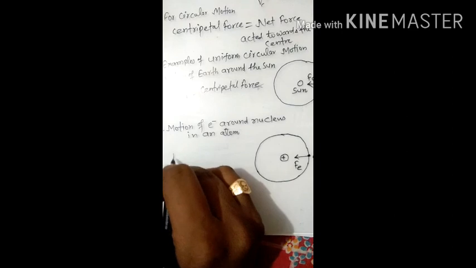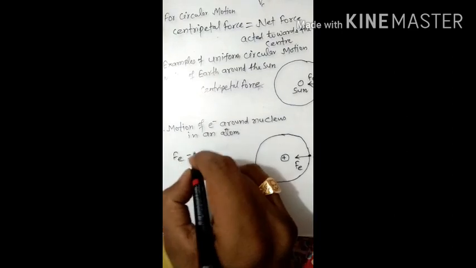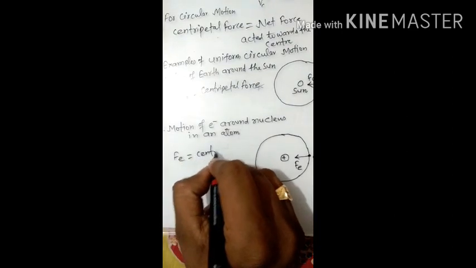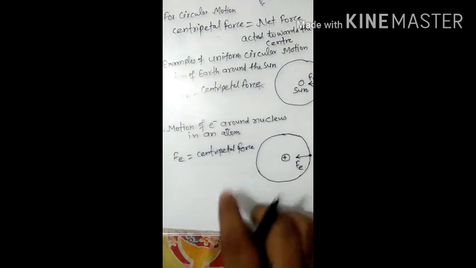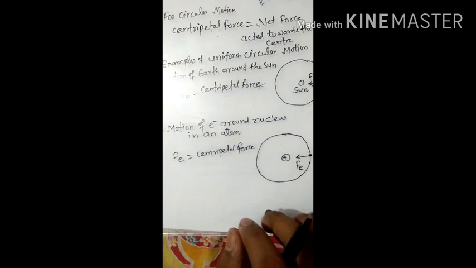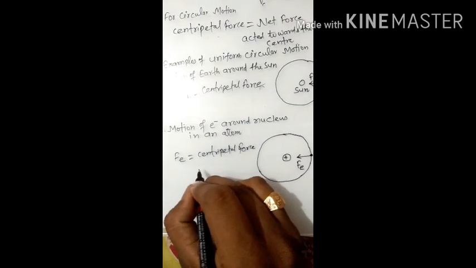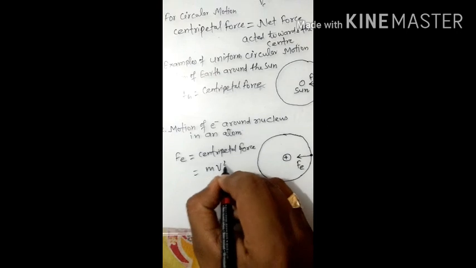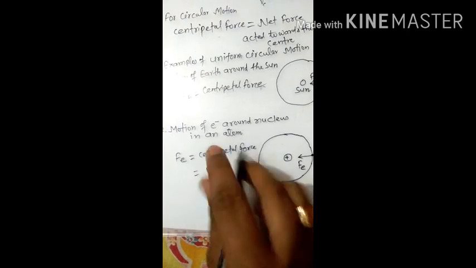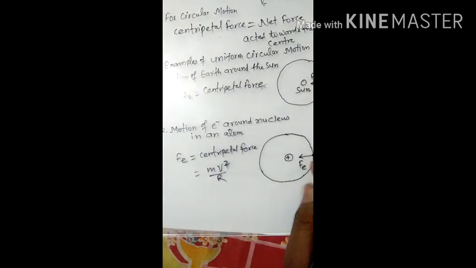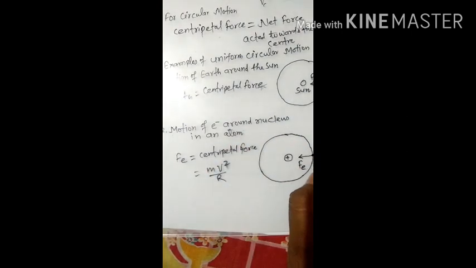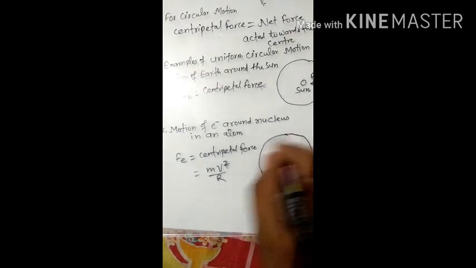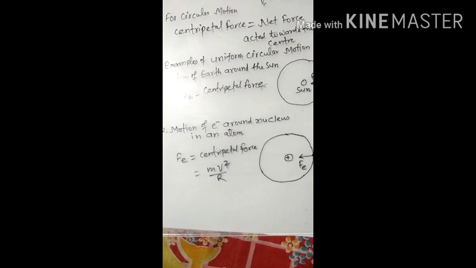Here the electrostatic force Fe is the centripetal force which causes centripetal acceleration, which will be equal to mv square by r. Here v represents the velocity of the electron and r is the radius of the orbit of the moving electron.